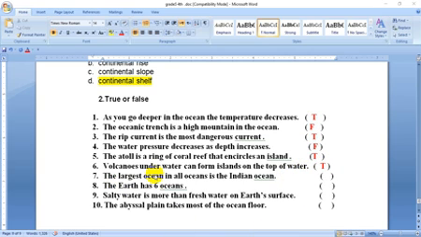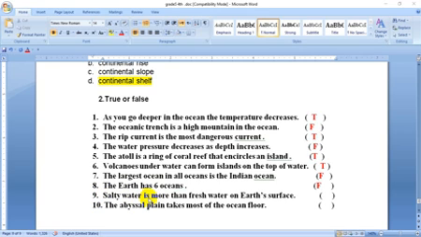Question 7. The largest ocean of all oceans is the Indian Ocean. The biggest one or the largest ocean is the Indian Ocean. No, the answer is no, because the biggest one is the Pacific Ocean. So the answer is false. Question 8. The Earth has 6 oceans. Do you remember how many oceans are on Earth's surface? We don't have 6, we have only 5 oceans, so the answer is false.